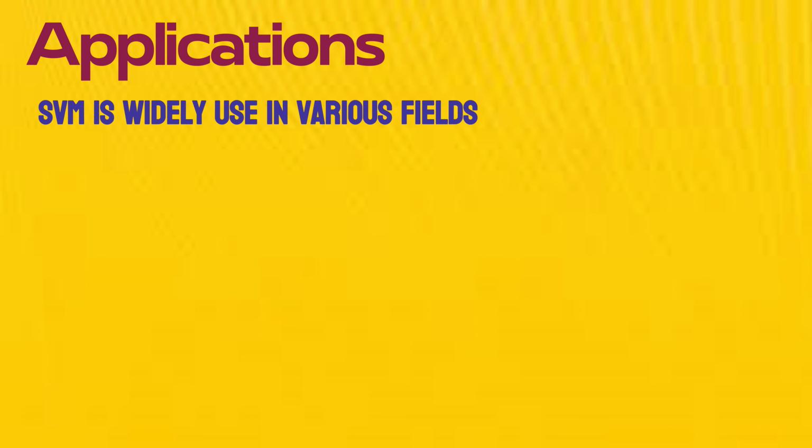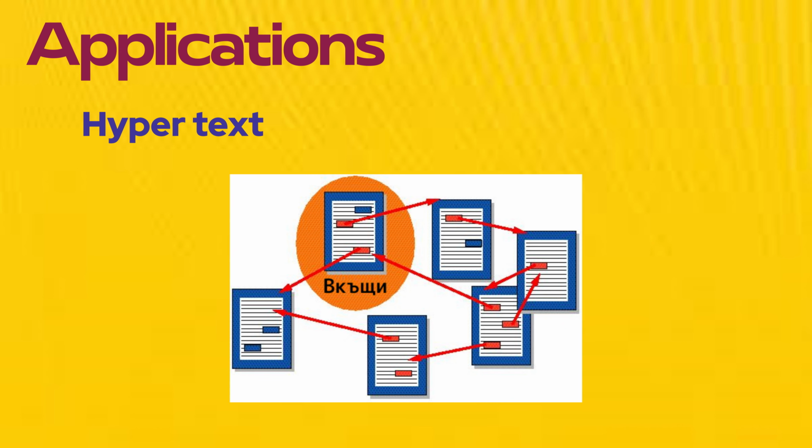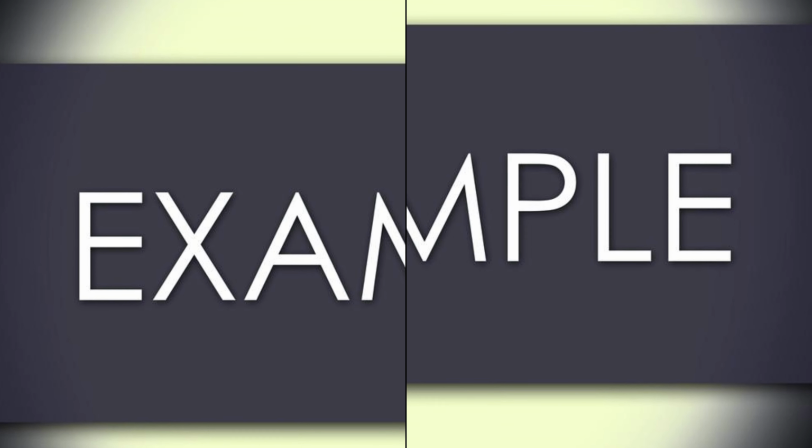Let's look at its common applications. Applications of support vector machine. SVM is widely used in various fields such as face detection, text and hypertext categorization, image classification, and bioinformatics. These are just a few examples. As we go through this lesson, think about other possible applications.